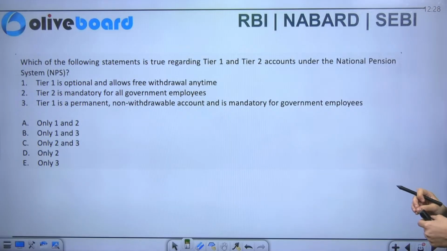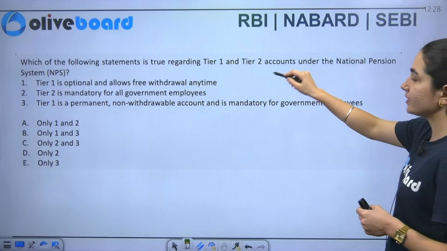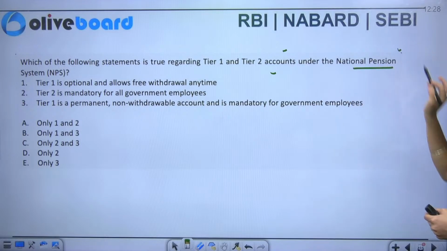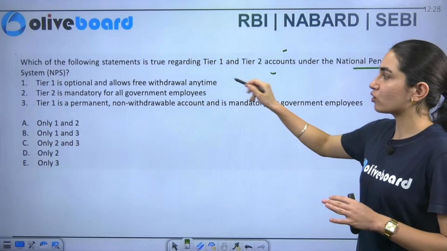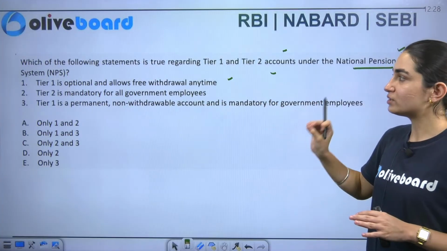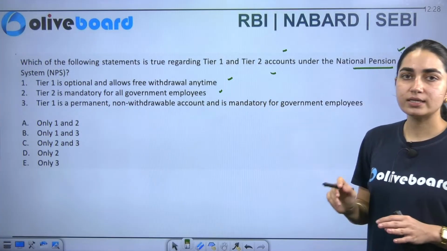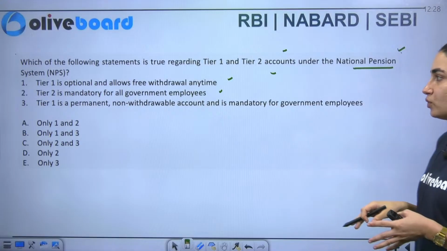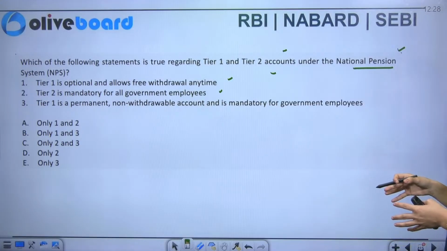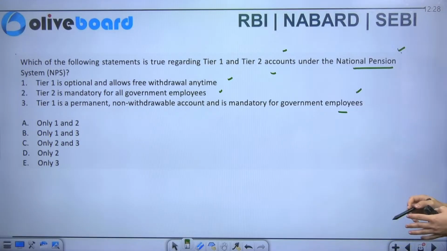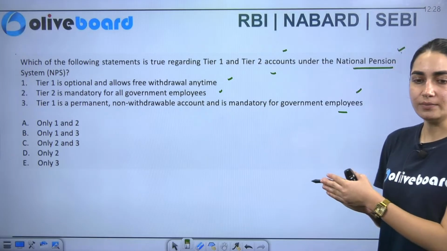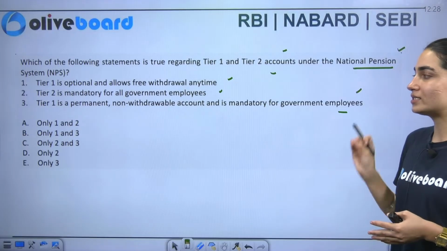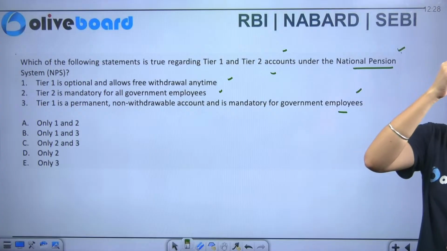Now, which of the following statements is true regarding Tier 1 and Tier 2 accounts under the National Pension System? Tier 1 is optional and it allows free withdrawal anytime. Tier 2 is mandatory for all government employees. Tier 1 is mandatory, it's a permanent non-withdrawal account. Now tell me, only 1, 1 and 3, 2 and 3, only 2, or only 3?